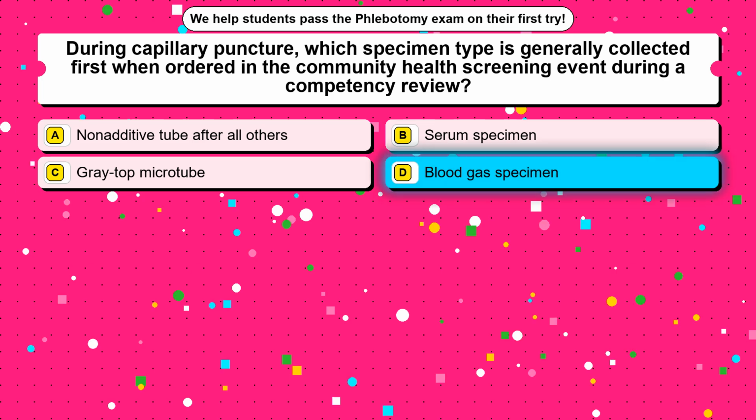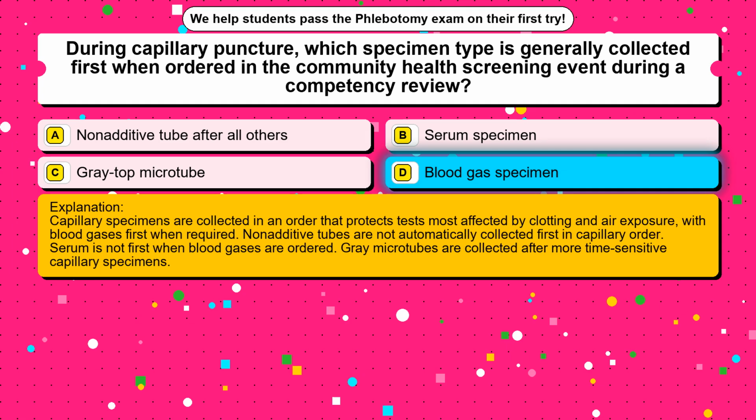The correct answer is option D, blood gas specimen. Capillary specimens are collected in an order that protects tests most affected by clotting and air exposure, with blood gases first when required. Non-additive tubes are not automatically collected first in capillary order. Serum is not first when blood gases are ordered. Gray microtubes are collected after more time-sensitive capillary specimens.